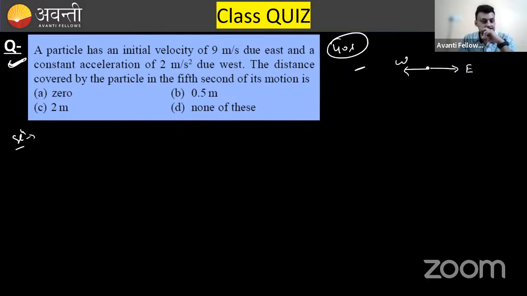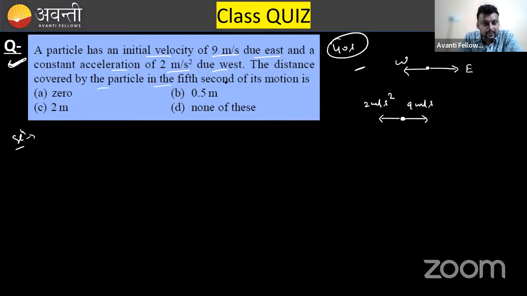So this is east and west. So according to the question, if I draw, a particle has an initial velocity of 9 meter per second due east. That means particle is moving. Suppose this is the particle and it has some velocity 9 meter per second in the east direction. And a constant acceleration of 2 meter per second square in the west. That means acceleration is in the west. Again, you can see that this is the case of retardation.